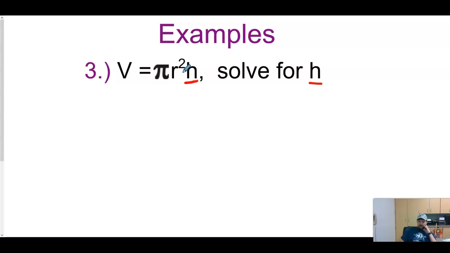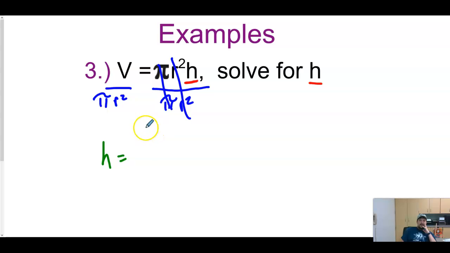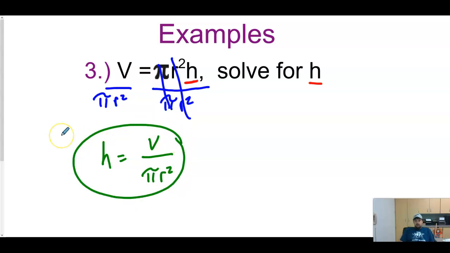So h is being connected to pi r squared through multiplication. So we can simply divide this whole thing by pi r squared all at once. Because the pi goes away and the r squared goes away. Divide over here by pi r squared. And h is now by itself. I'm going to bring h down. I like to bring it over here onto the left side. H equals v over pi r squared. And there is my final solution, my answer, simplified.